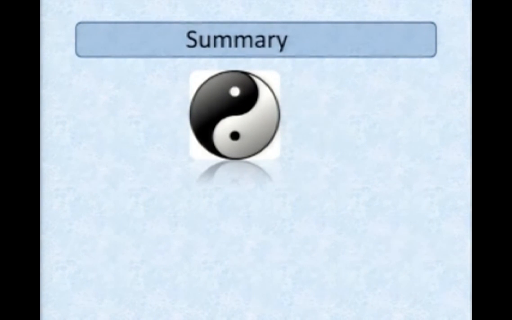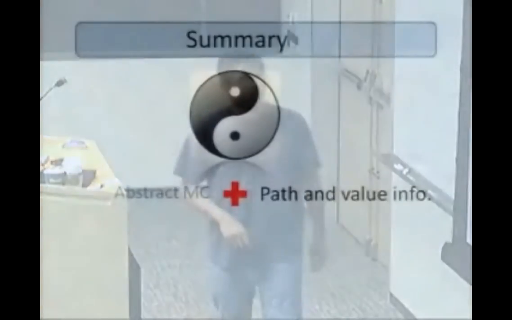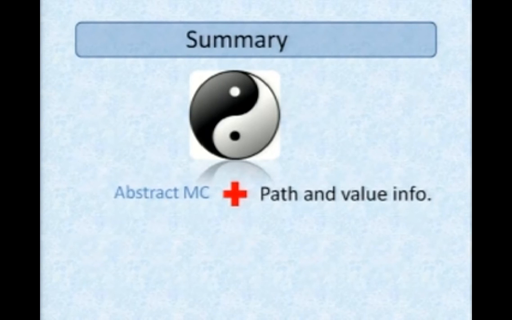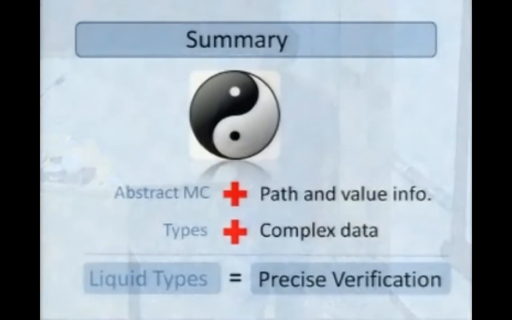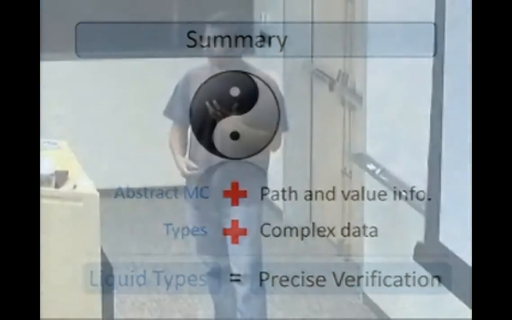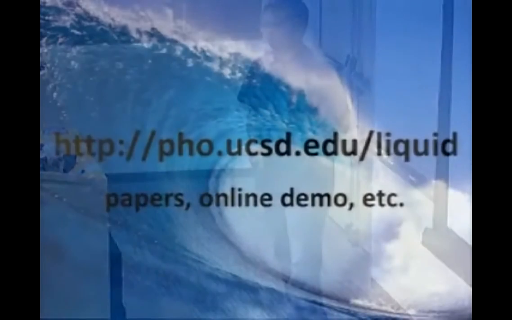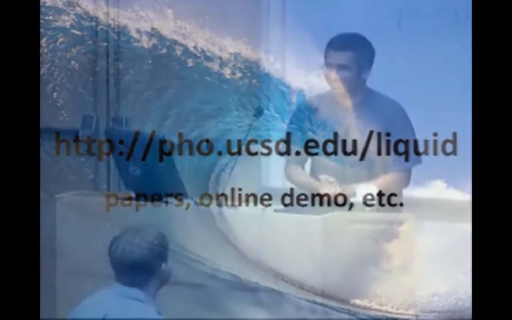So if you've learned nothing else, the point of this is not the least fixed point algorithm, which we all learned a long time ago. The point is that really, model checking, abstraction, abstract interpretation, et cetera, they're great for path and value information. But types tend to be very good at reasoning about these complex structures like higher order code, recursive data types, et cetera. And if you put them together, they really mix rather well. And you get very precise verification. And that's it. There's an online demo, papers, et cetera. And now I'll take questions.